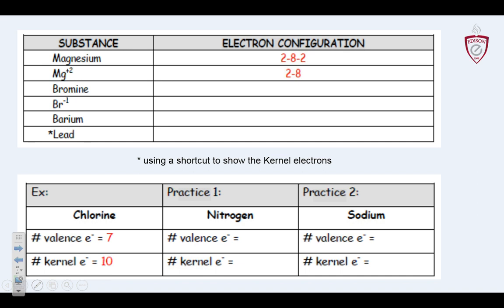Cool. Now for barium, Ba, barium. Whoa, long sequence. I'm reading it off the periodic table, though. There's no ion here.